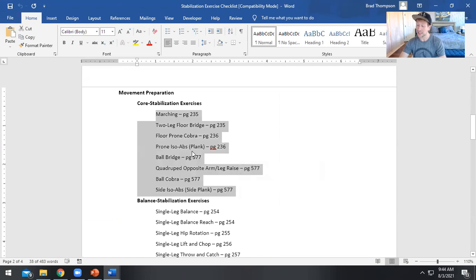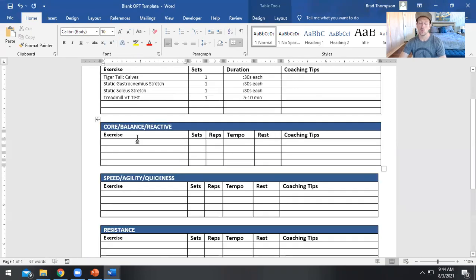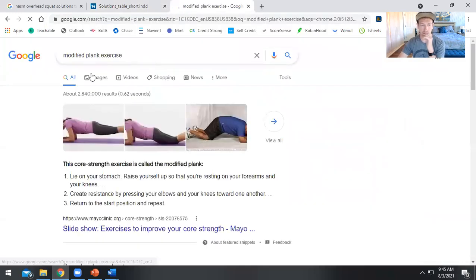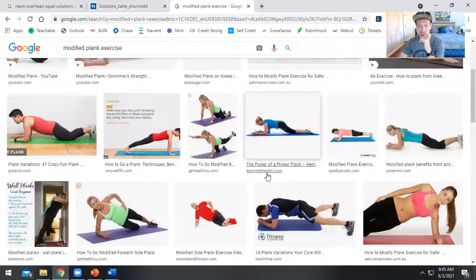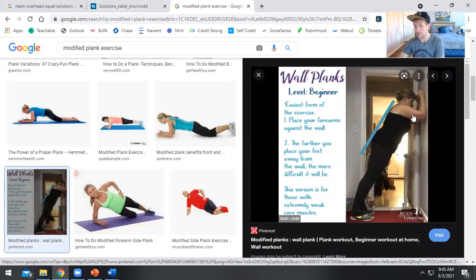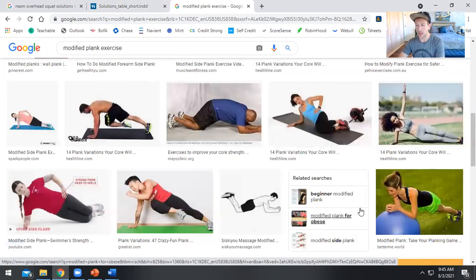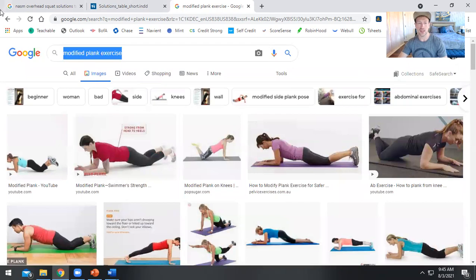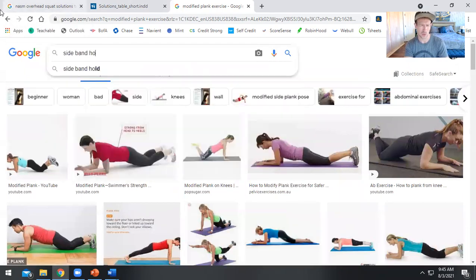Honestly, there's not a lot of great options on here, but one of my favorite core exercises would be a modified plank. You can literally just take your client down to a bench or have them do it on the wall, right? Not just on the knees. Yeah, there we go. A wall plank can be a really effective tool, and they have to learn how to stabilize their entire core. Or maybe I go with a side band hold.